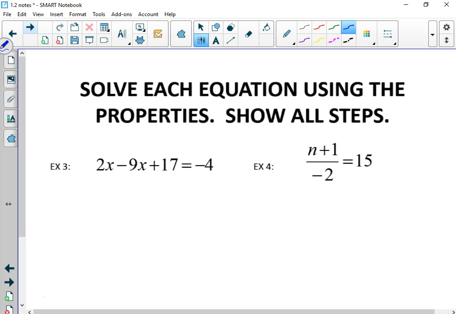I have it happen all the time. I have kids turn in tests 20 minutes early, half an hour early, and have silly mistakes. Use that time to check your work.